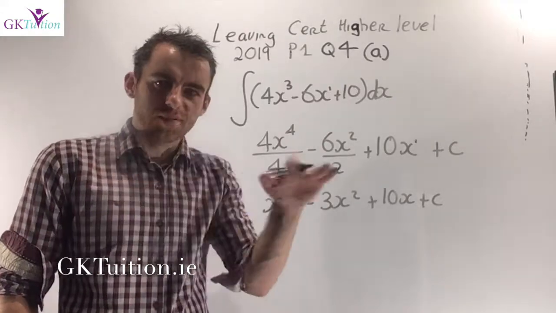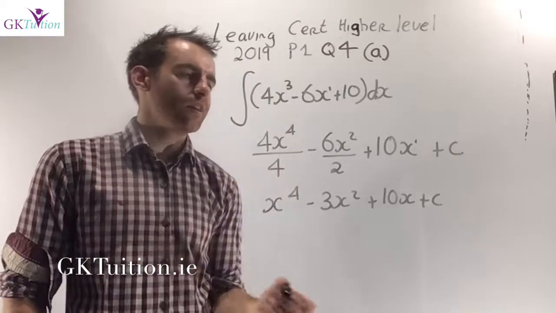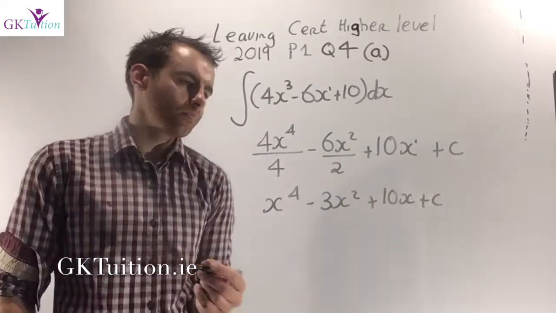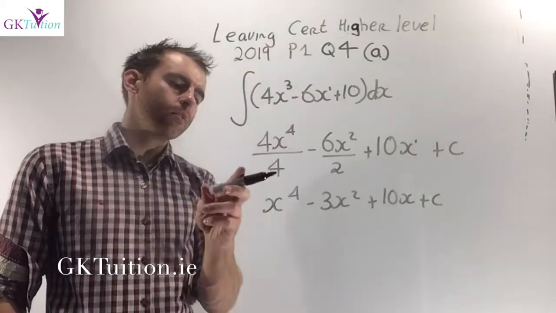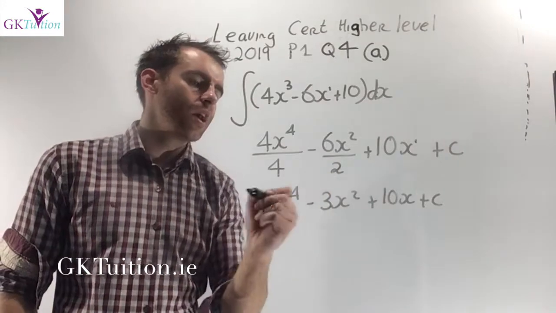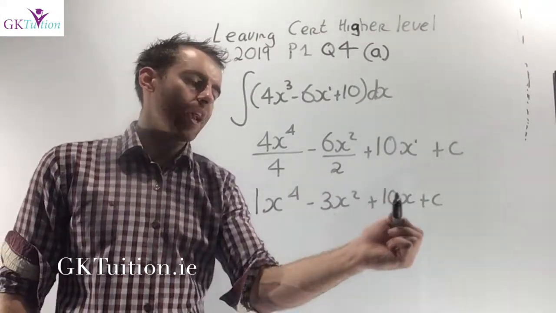Obviously I don't need to put the divided by 1 bit in there. And whenever you're integrating, if you don't have limits, then you need to add in your plus c for the unknown constant at the end. Now we can simplify this further because 4 into 4 goes once, 2 into 6 goes 3 times. So my final answer is x to the power of 4 minus 3x squared plus 10x plus c.